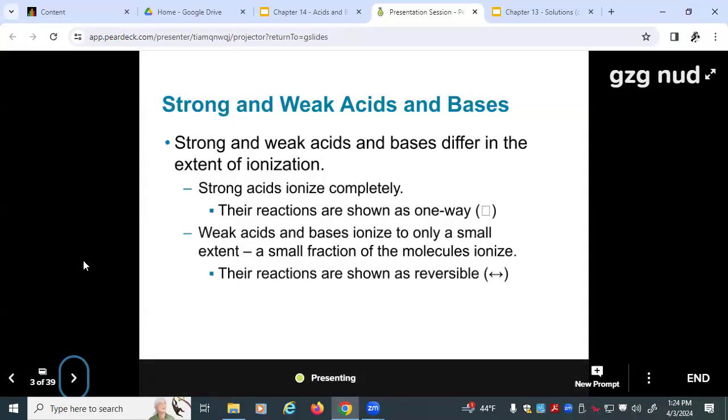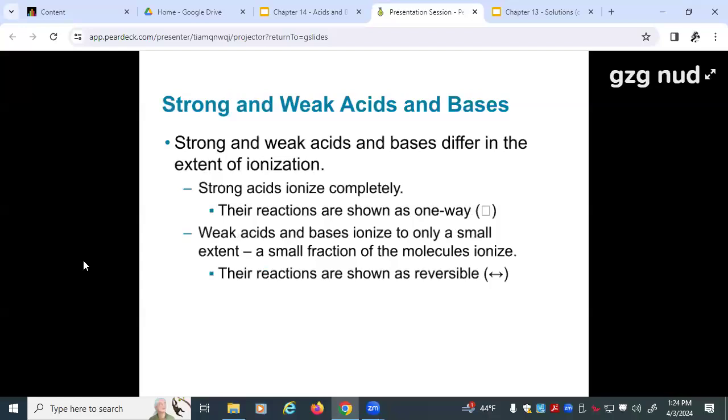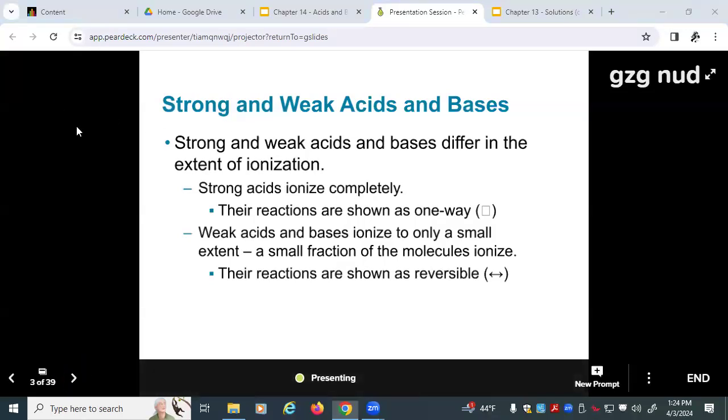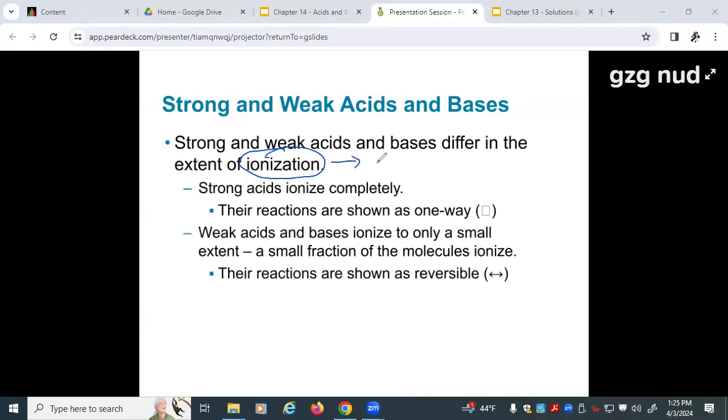When we discuss acids and bases, one of the important properties of those acids and bases is something called strength. Now, the difference between a strong acid and a weak acid has everything to do with something called ionization. Ionization is just the property associated with how well that acid or base splits into ions.